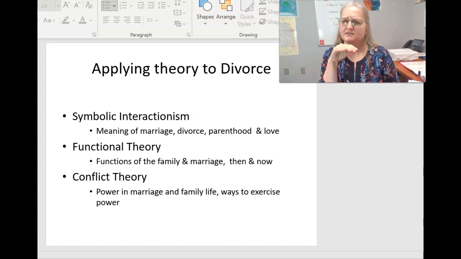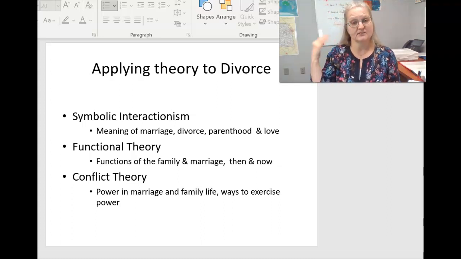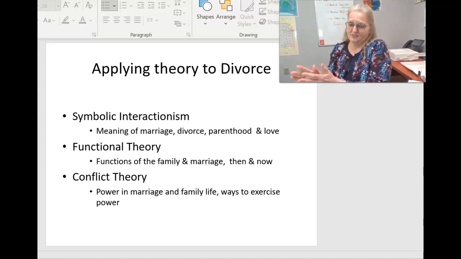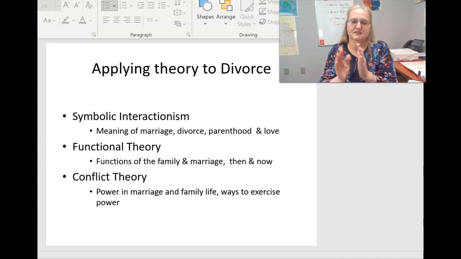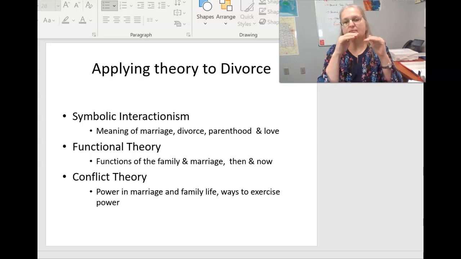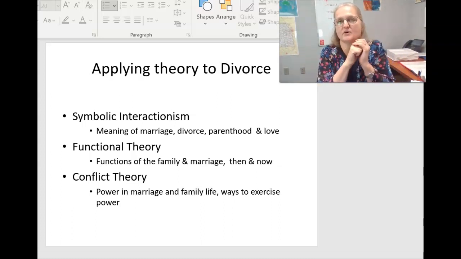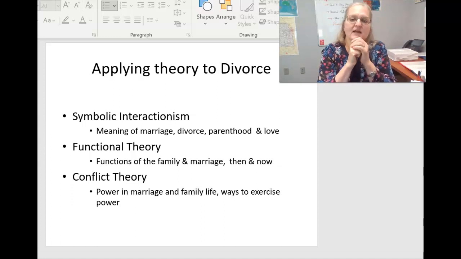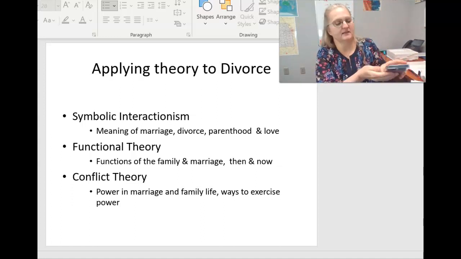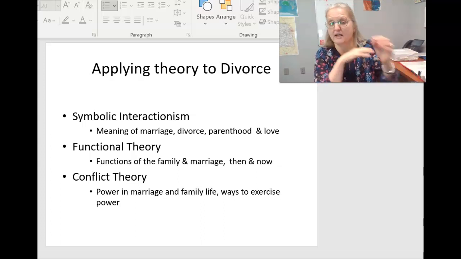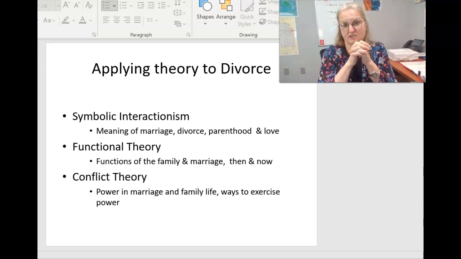Well, using these different theories, we will come up with different explanations for why, which means if we want to change divorce, there'll be different solutions. So let's start off by using symbolic interactionism. Symbolic interactionism would suggest that one of the reasons that divorce is more common today has something to do with the attitudes that people have towards marriage. The meaning of marriage has changed.